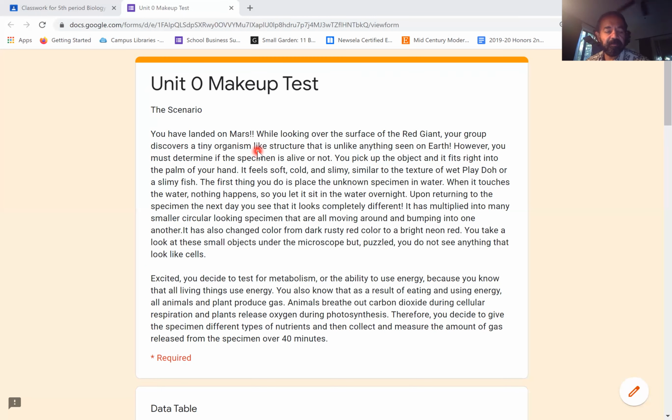All right. So, okay, the scenario is the same. I'm going to read through it. Part of doing the makeup test is having to listen to me. I guess you can fast forward it. I shouldn't give you ideas, I guess.